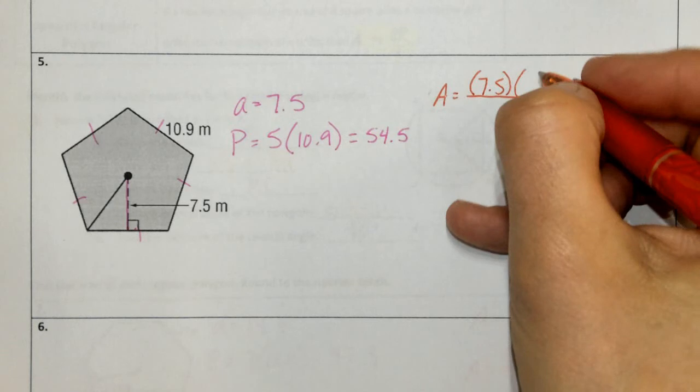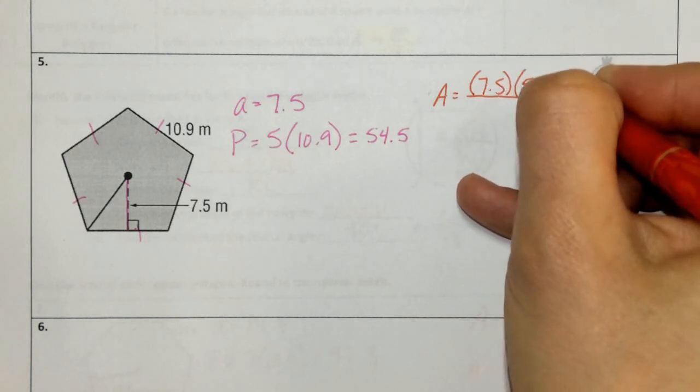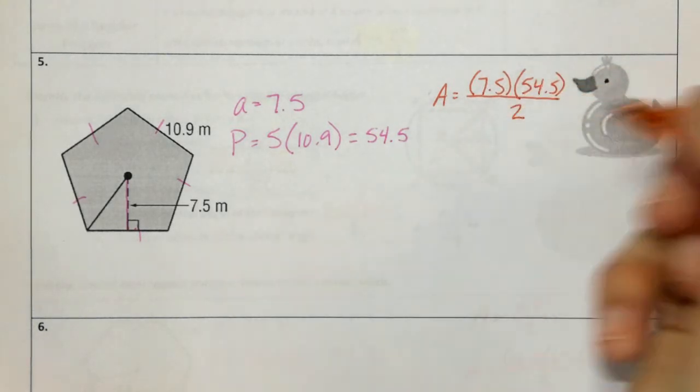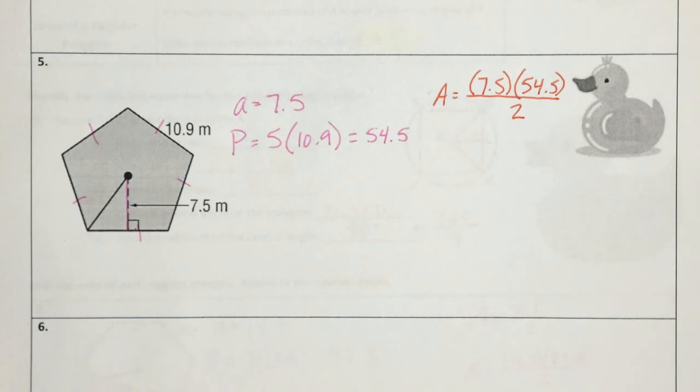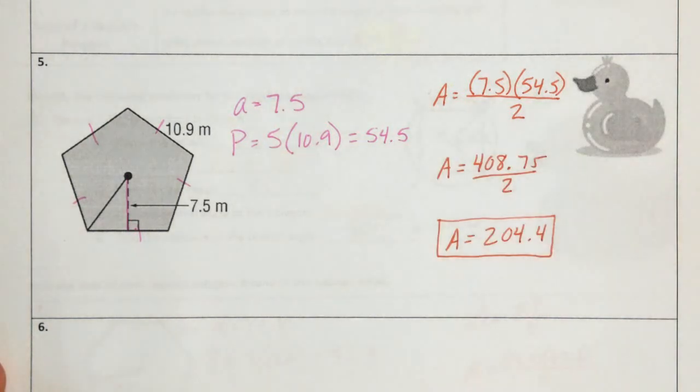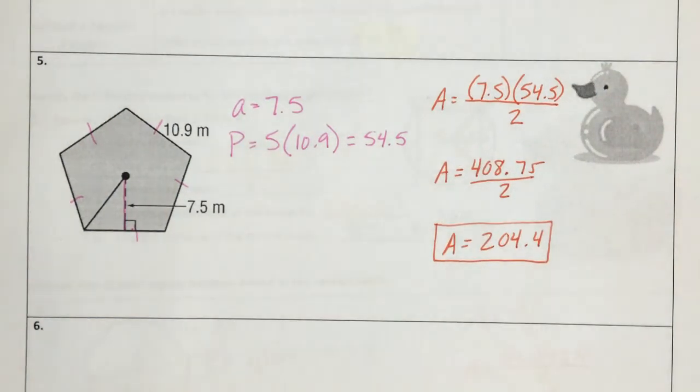We have apothem times our perimeter of 54.5 divided by 2. Now I do want you to pause it, take your baby steps, or just solve it all together. See that you got the right thing. Please pause it now. Solved, we should have come up with 204.4.